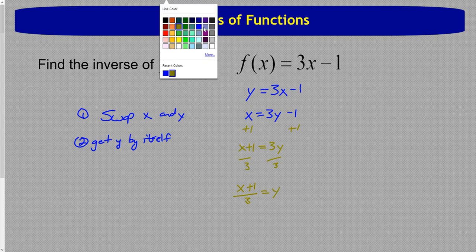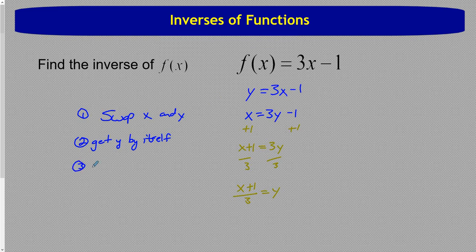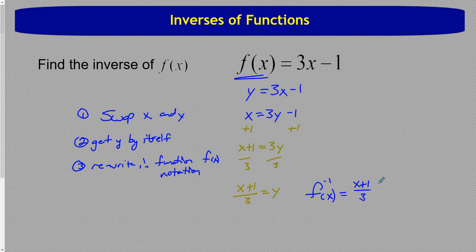The third step in this process is to rewrite in function notation, which just means f of x. However, I can't write it as f of x because this was f of x, and I can't have them both be f of x because they're not the same thing. So the way we show that it's an inverse is we raise it to the -1 power, and we read that out loud as the inverse of f of x is equal to (x plus 1) over 3.